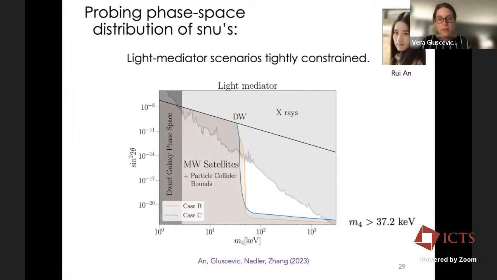On the other hand, if you want a light mediator, so the other two scenarios that I discussed, you really dramatically reduce this available parameter space.